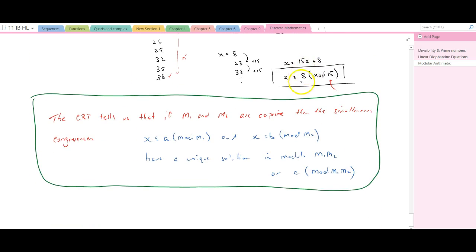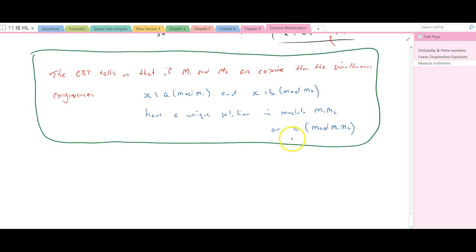Now the key then becomes how to find C. So how to find C. C can be found manually, if the numbers are small enough, or using Diophantine equations.